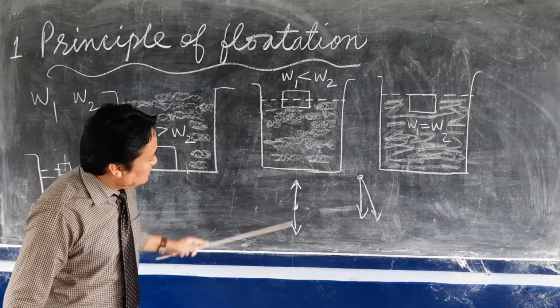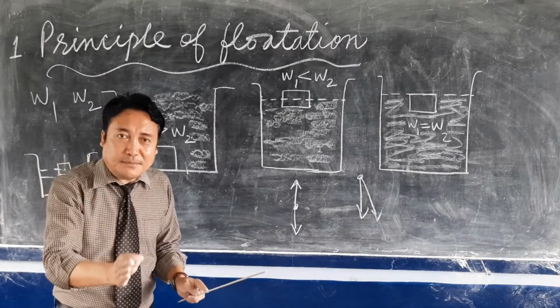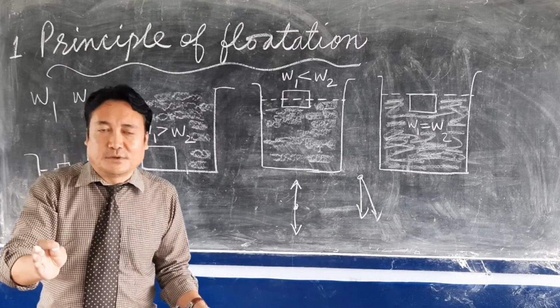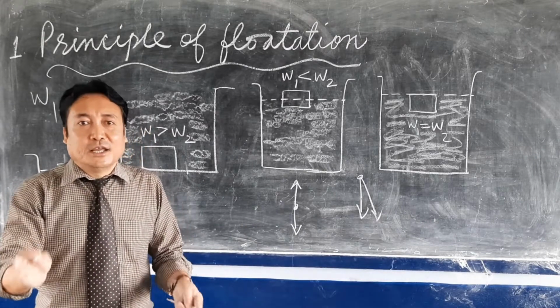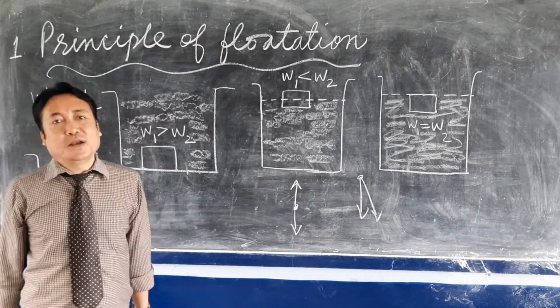If they do not lie on the same line, then the body doesn't float. So there are two conditions in which a body floats. Is it clear?